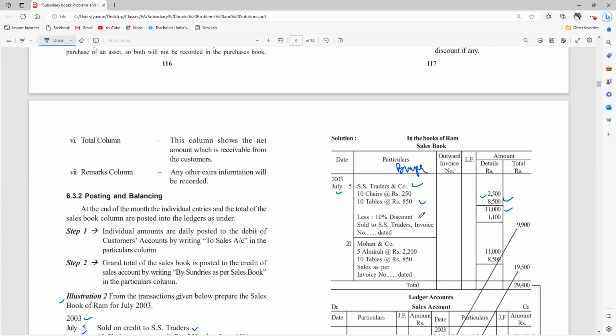Now we have given a 10% discount to SS Traders, so we need to deduct 10% discount on this 11,000, which is 1,100 rupees. So what we have sold to SS Traders on that date is 9,900 rupees. 9,900 worth of goods we have sold to SS Traders.